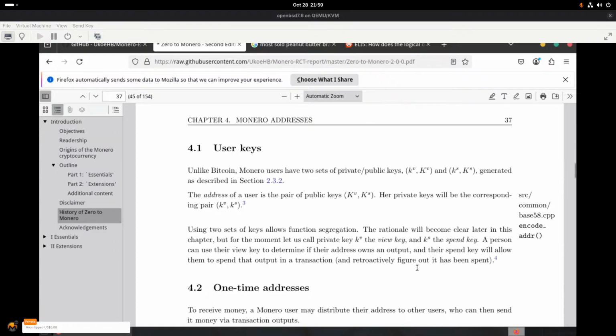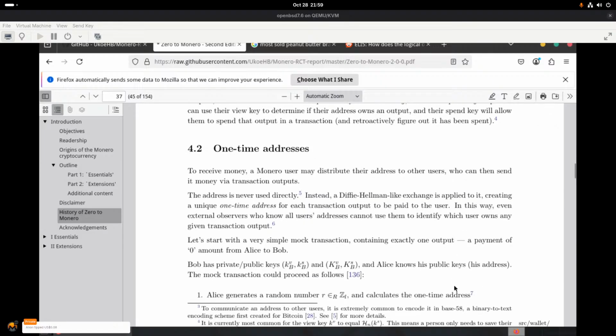User keys. Okay. One-time addresses. To receive money, a Monero user may distribute their address to other users, who can then send money via transaction outputs. The address is never used directly. Instead, a Diffie-Hellman-like exchange is applied to it, creating a unique one-time address for each transaction output to be paid to the user. In this way, even external observers who know all the user's addresses cannot use them to identify which user owns any given transaction output.